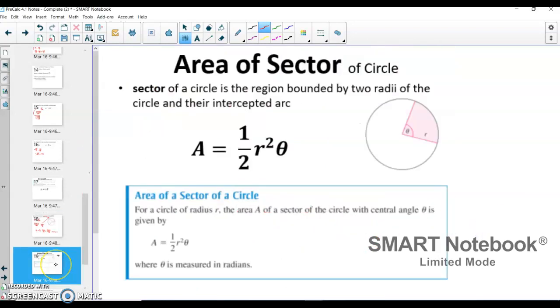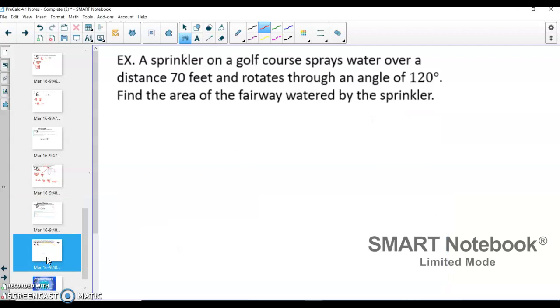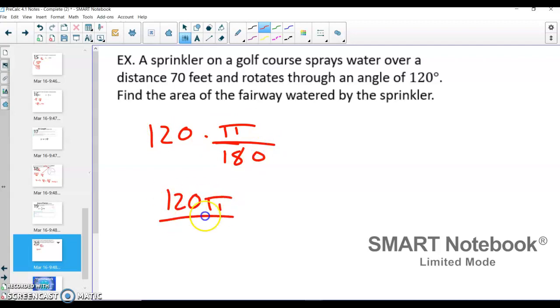Okay. Lastly, we have area of a sector. Area of a sector is, again, just an equation that we can write down and have. And then same kind of thing. We have a theta, we're going to have a radius, and we can solve. And so we have a sprinkler on a golf course that sprays water 70 feet, angle of 120. I'm going to convert that 120 to radians. 120 times pi over 180. That's 120 pi over 180, which reduces down to 2 pi over 3.